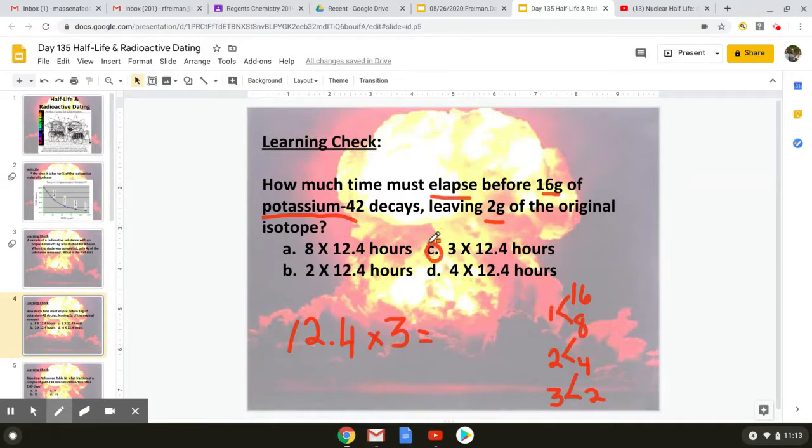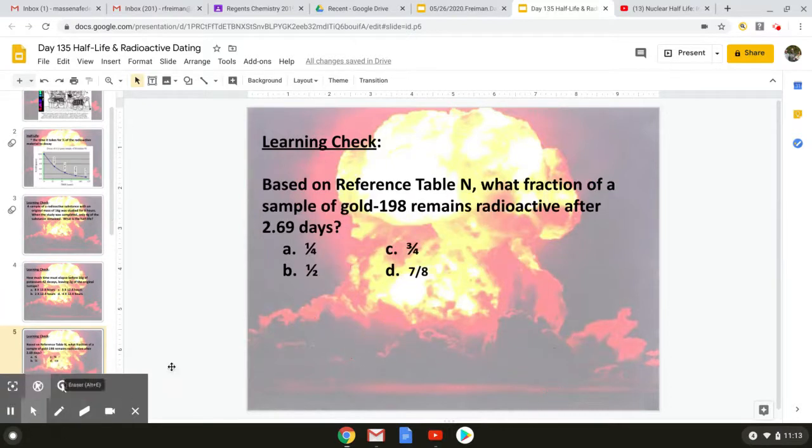So for the next one, I'm going to have you pause the video, you try to solve it, and then we'll see if we match our answers. I paused it too soon. I actually have to go to the next one first. So here we go. Based on reference table N, what fraction of a sample of gold-198 remains radioactive after 2.69 days? Use table N, look up gold-198, and figure out the half-life. Pause it, press play when you're done.